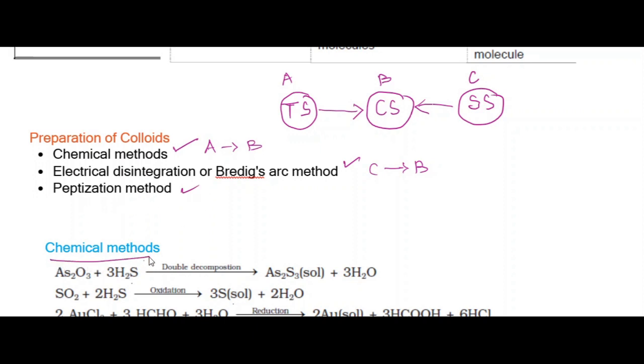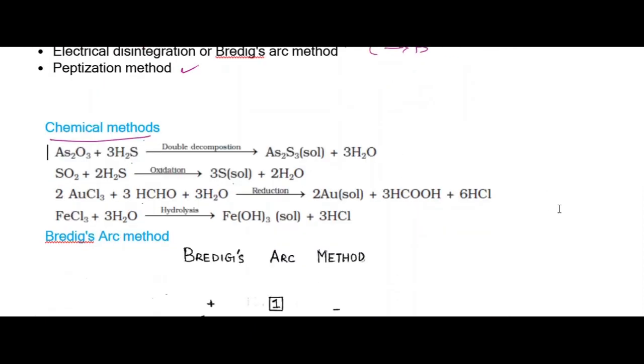Now let us move with chemical methods. In the case of chemical methods, you have arsenic oxide, and by passing hydrogen sulfide there will be a double decomposition, and thereby you are able to get arsenic sulfide as a colloidal sol. So arsenic oxide is in solution and hydrogen sulfide is a gas. So this is the true solution actually, but this becomes colloidal solution. I hope now you should be able to understand how we convert the true solution into colloidal solution by the decomposition method. Do you understand?